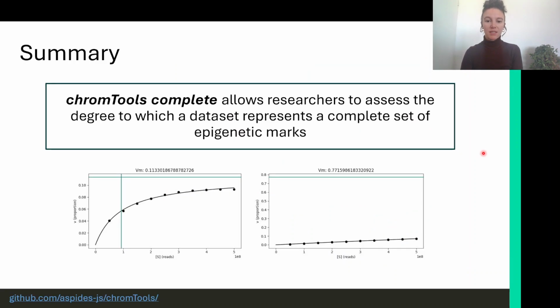In summary, saturation curves are used to validate count data, such as RNA-seq or microbiome data, and are used to validate sequencing depth. This is the first application that we know of to allow researchers to validate an epigenetic dataset.